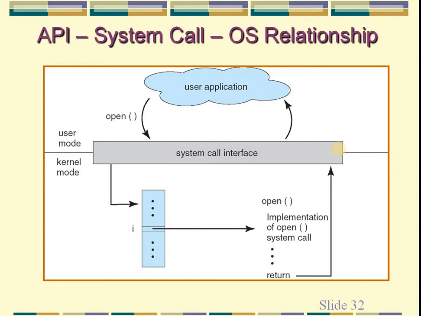The caller needs to know nothing about how the system call is implemented. It just needs to use the application program interface and understand what the operating system will do as a result of the call. Most of the details of the operating system interface are hidden from the programmer by the application program interface. It is managed by the runtime support library. The compiler includes a set of functions built into libraries.